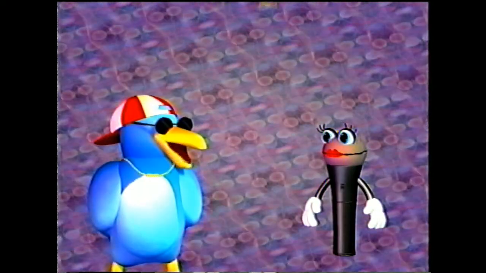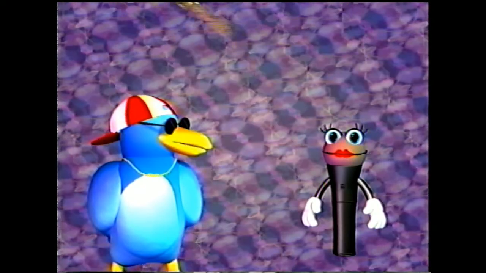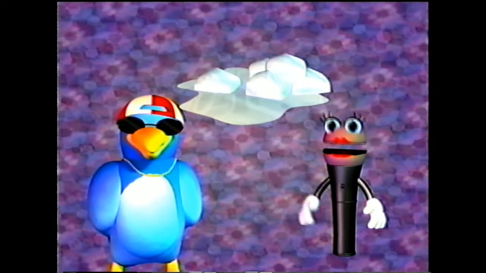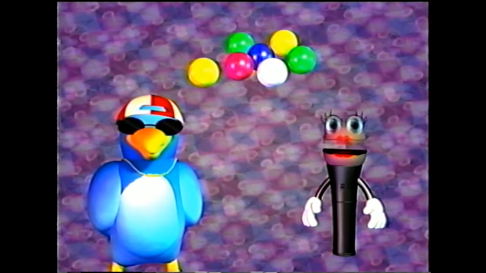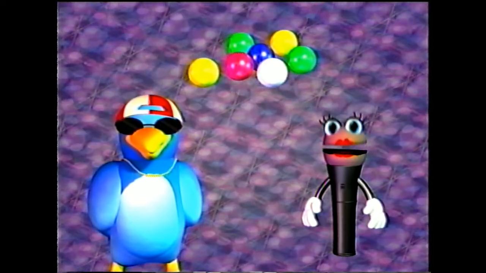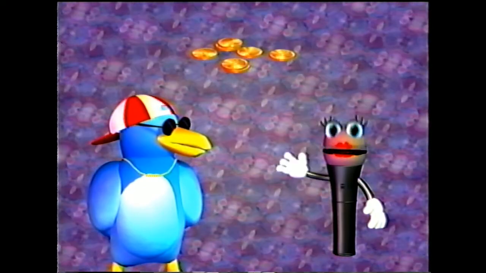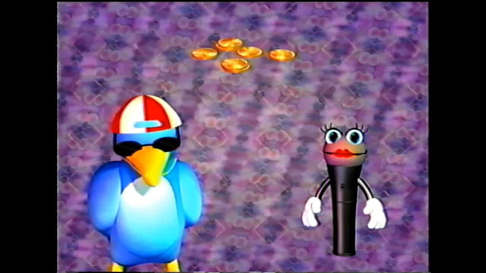Can I use grasshoppers? It's hard to make grasshoppers stay still. What about ice cubes? No, ice cubes melt and make a mess. I know. I can use gumballs. Gumballs are okay, but be careful not to eat them until you finish. We like using pennies because they lay flat on your table or desk. And let's face it, they don't cost very much.